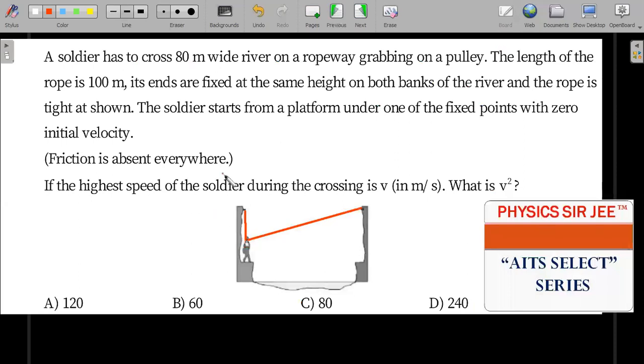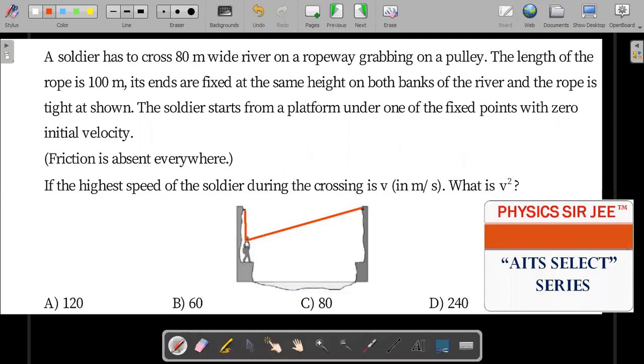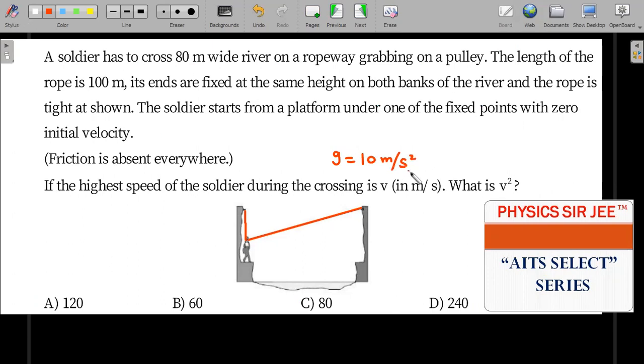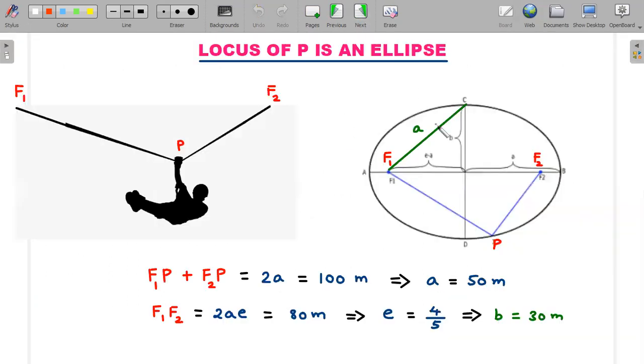Friction is absent everywhere. If the highest speed of the soldier during this crossing is v in meters per second, what is the value of v square among the four options that is being asked? Take the value of g as 10 meters per second squared. That's the information that you are supposed to use to solve this particular problem. Here we go with the solution.